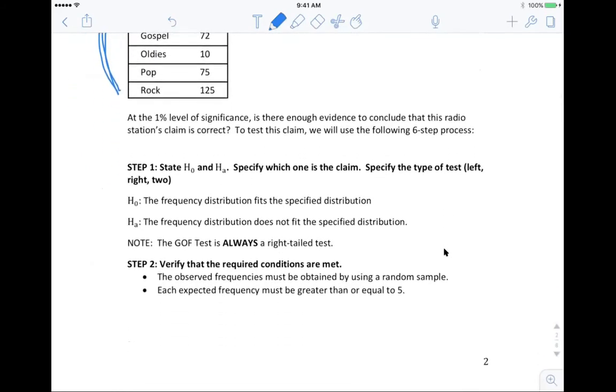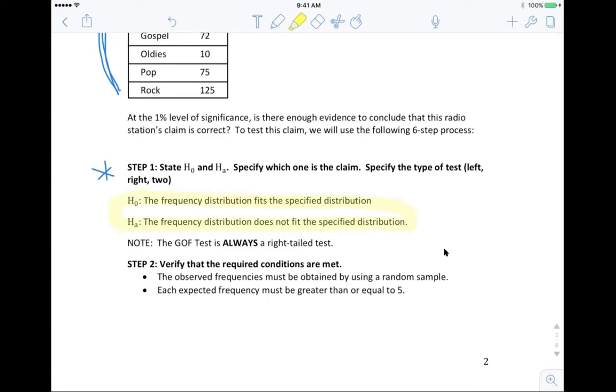It's the same 6 steps, right? So first thing you do is state the H sub 0 and H sub A. It's not going to be anything mathematical. It's just statements. This is kind of always the statements here for every problem. H sub 0 is that the frequency distribution fits it. H sub A is that it's not right, that it's different than what was expected.